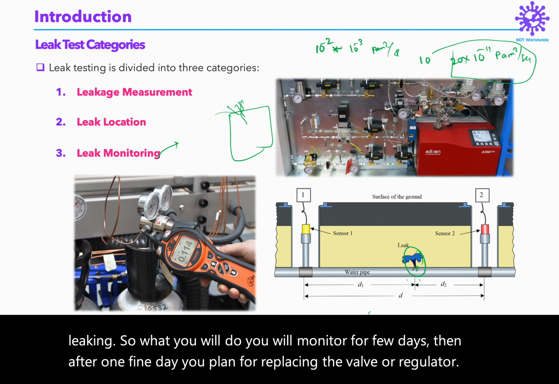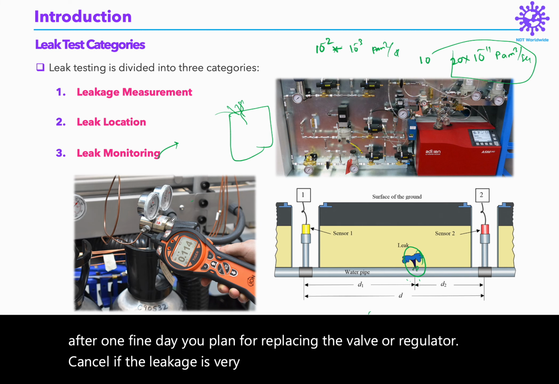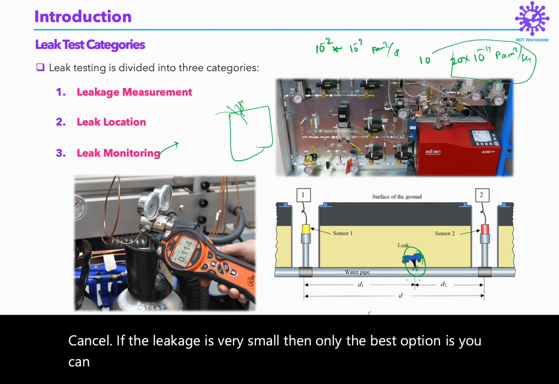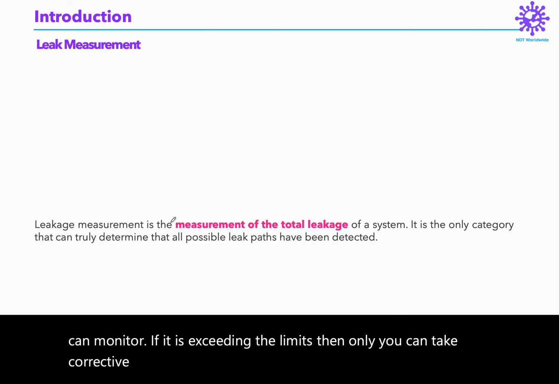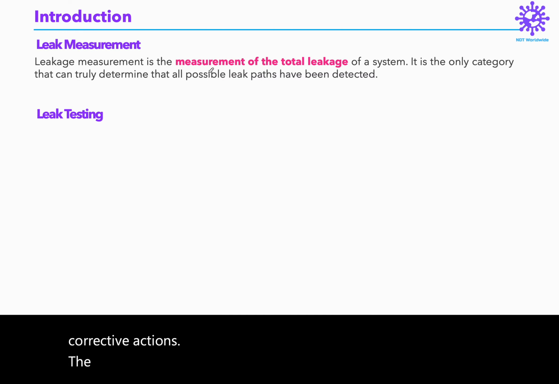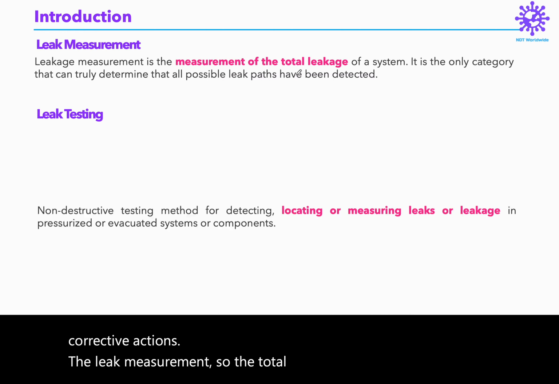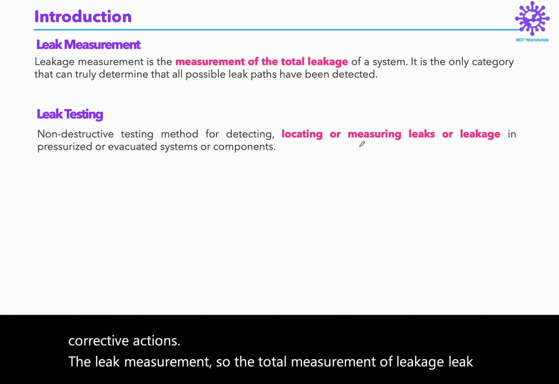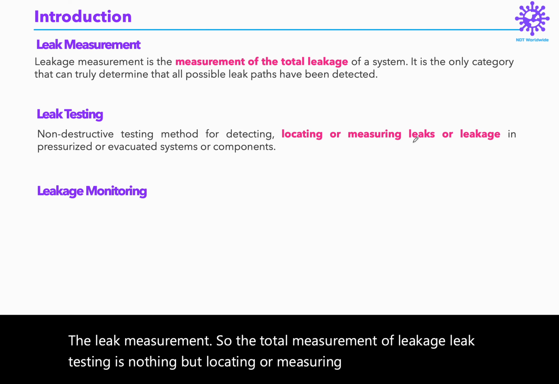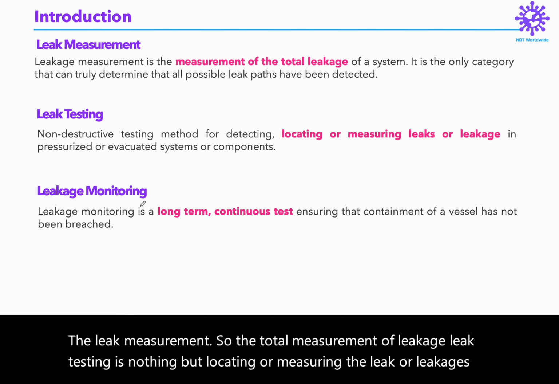You can see, if the leakage is very small, then the best option is to monitor. If it is exceeding the limits, then only you can take corrective actions. Then leak measurement, so the total measurement of leakage. Leak testing is nothing but locating or measuring the leak or leakages. Leak monitoring is the same thing.